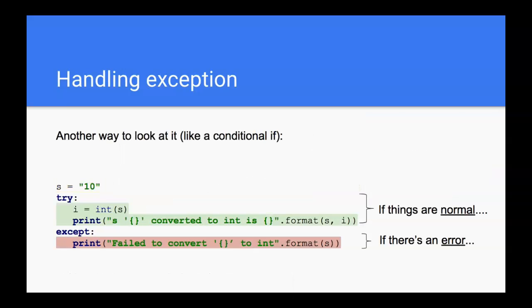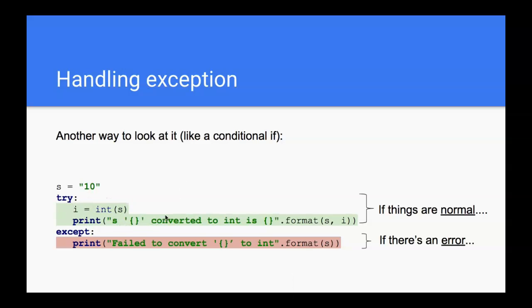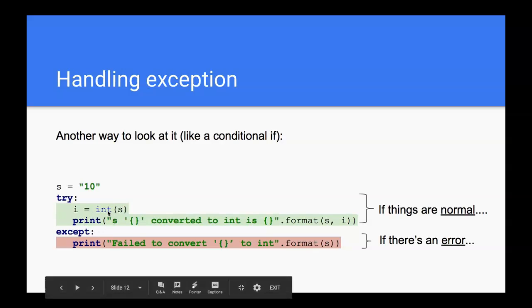Another way to think about this is like a conditional if. If everything's good, everything's normal, then we do everything inside try, line by line by line, as usual. If there is an error with one of the lines in the try, it will jump to except and go from there, right? Kind of like a conditional, not entirely. All right, so that's another way to look at it.